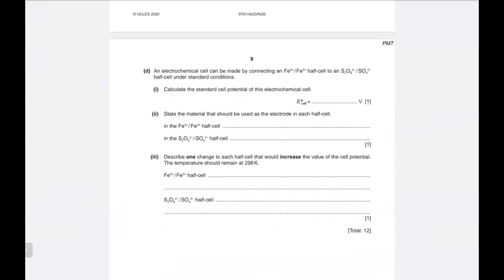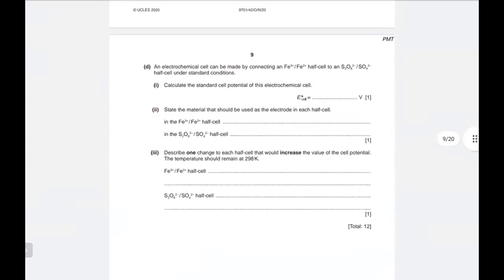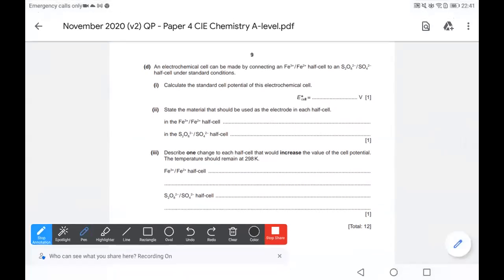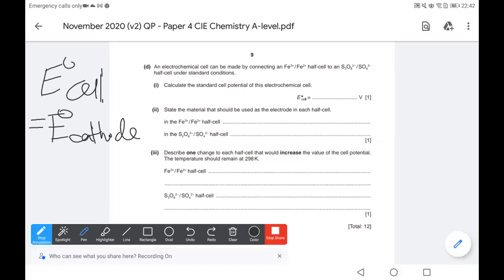An electrochemical cell can be made by connecting, yeah, calculate the standard cell potential. So the E naught cell equation is E naught cell equals E naught cathode minus E naught anode. E naught cell equals E naught cathode minus E naught anode.